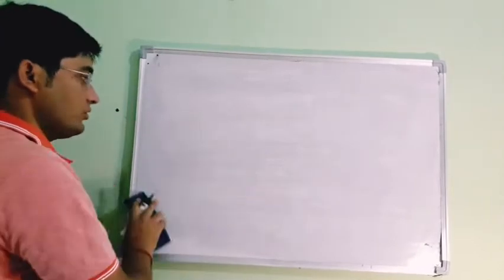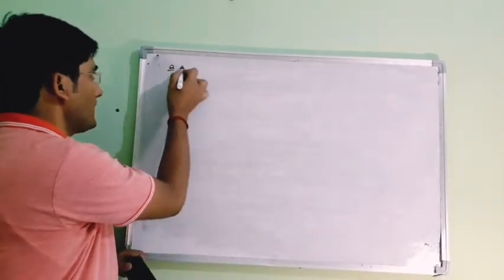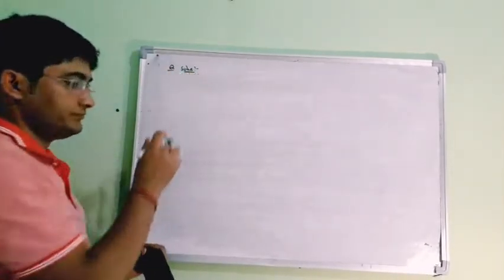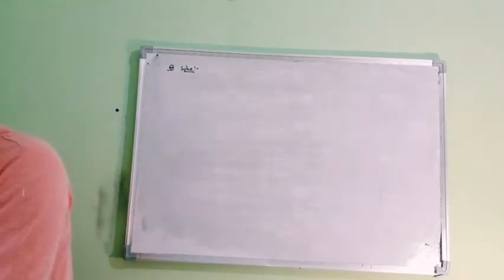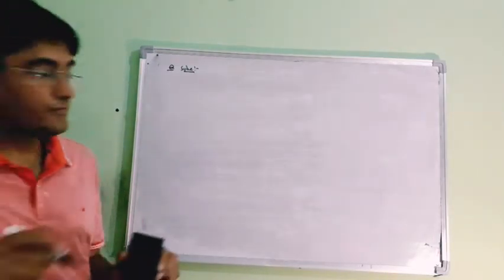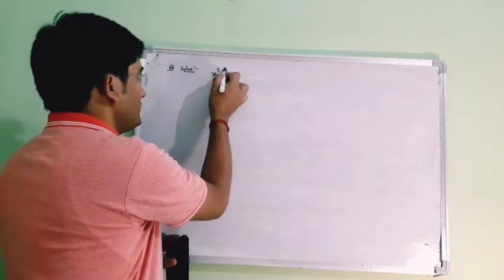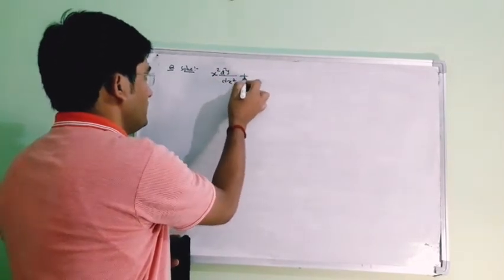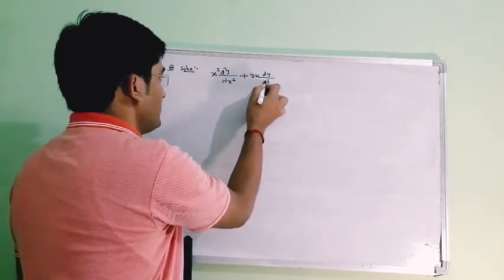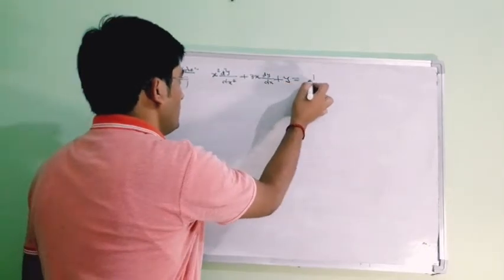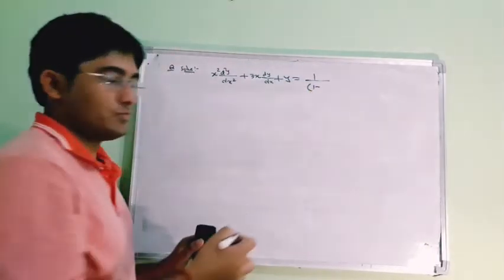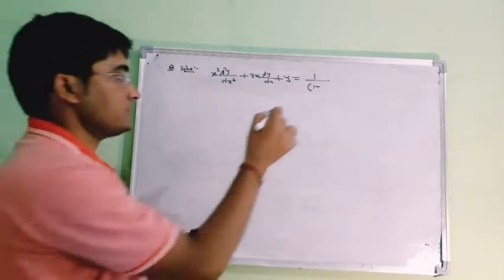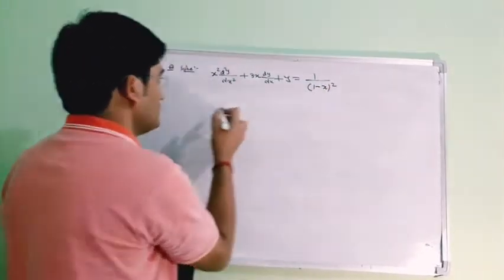Let us solve a few more questions. Question: solve x square d2y/dx2 plus 3x dy/dx plus y equal to 1 upon (1 minus e to the power (1 minus x)) whole square. Solution.